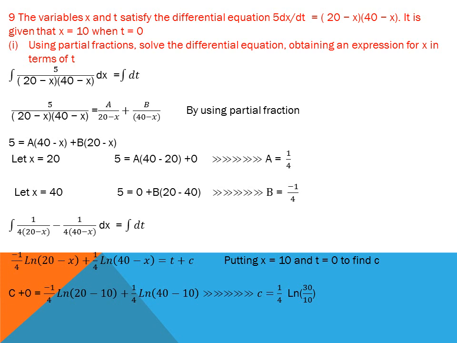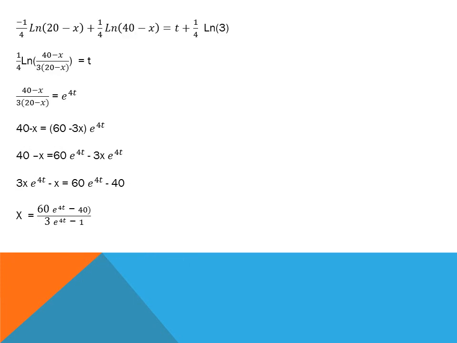When I apply x equal to 10 and t equal to 0, I find that c is equal to 1 over 4 ln of 30 over 10. Here I use the rule of logarithm: when there is a negative sign between two logarithms, we should convert it into quotient or division form. 1 over 4 is taken as it is, and ln of 30 over 10. So take the value of c as it is, in the form of ln.